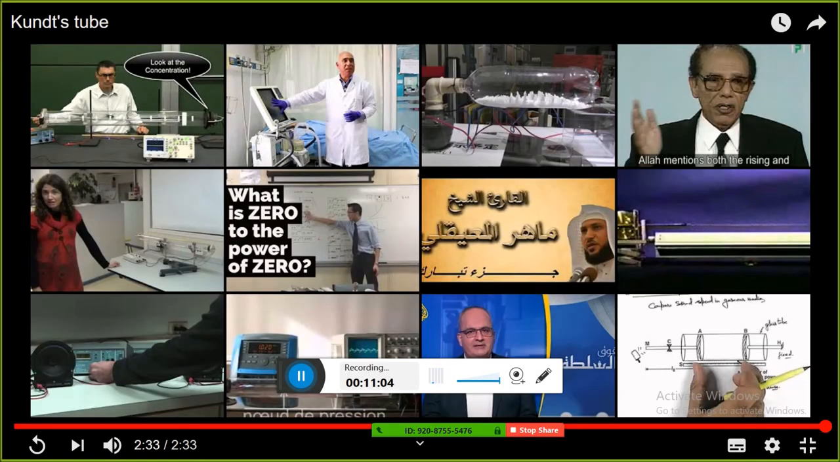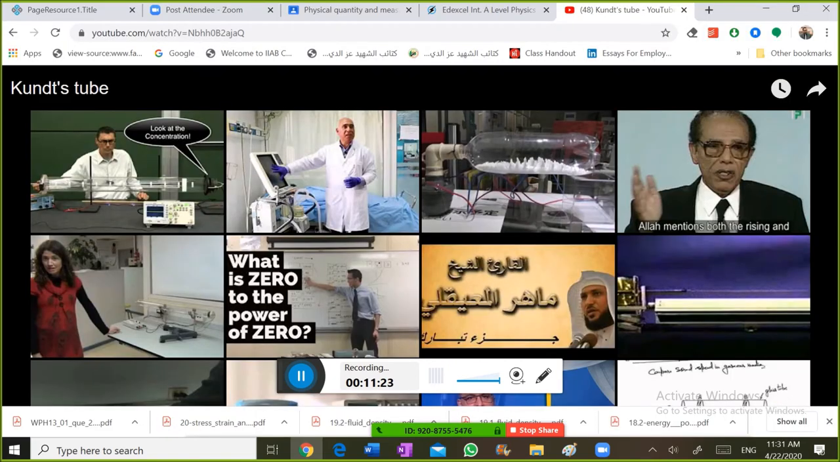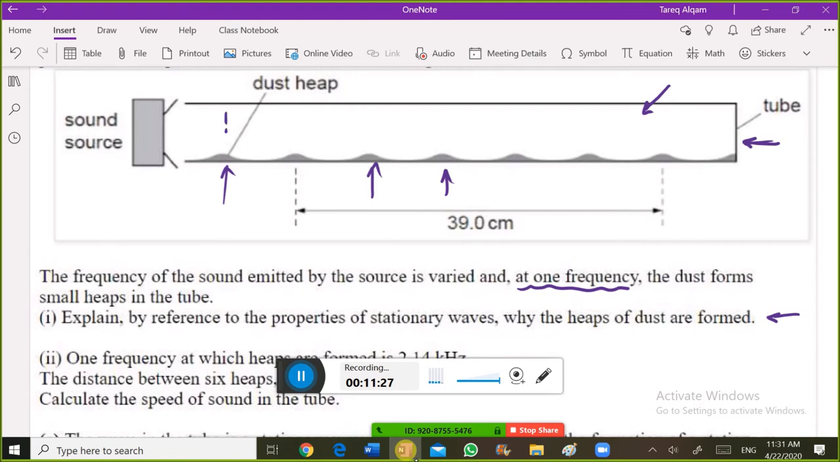Now, basically, here, guys, as a result of standing waves that will be formed in this tube, at the position where the dust is accumulated, is it an antinode or a node? It's at the node, guys.